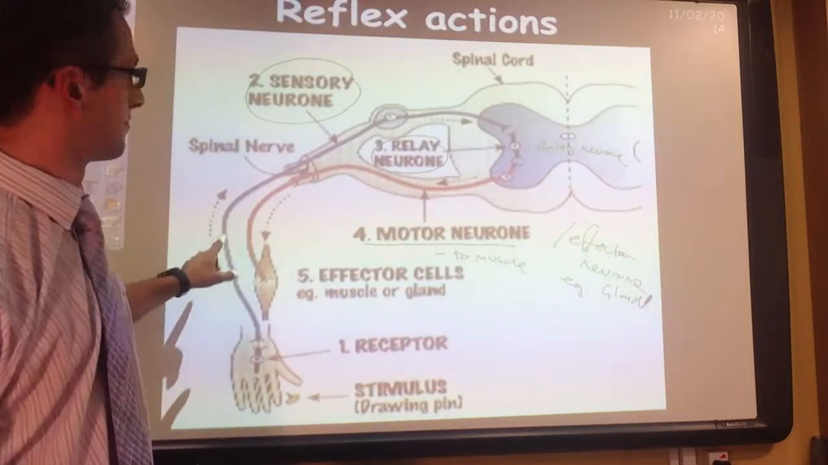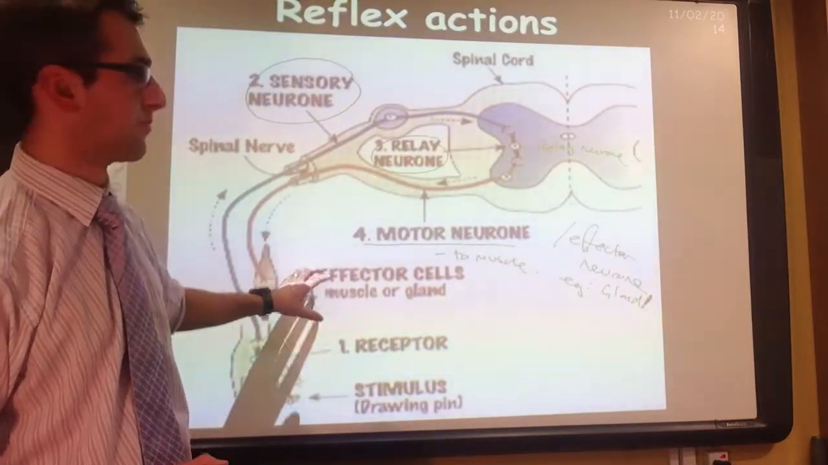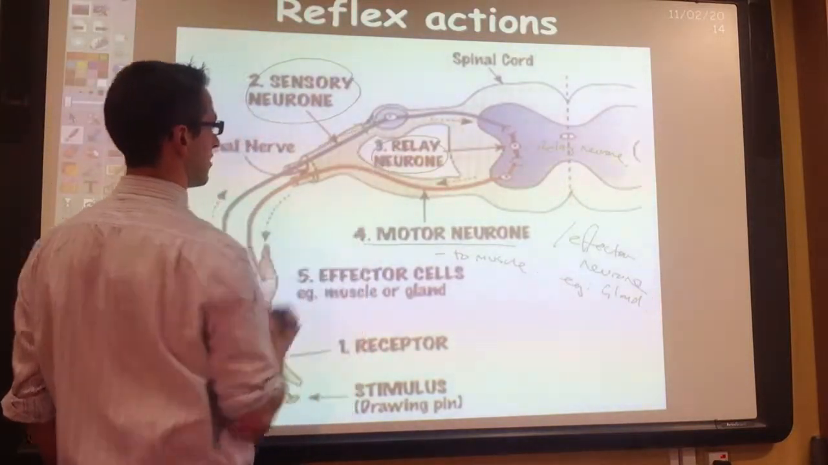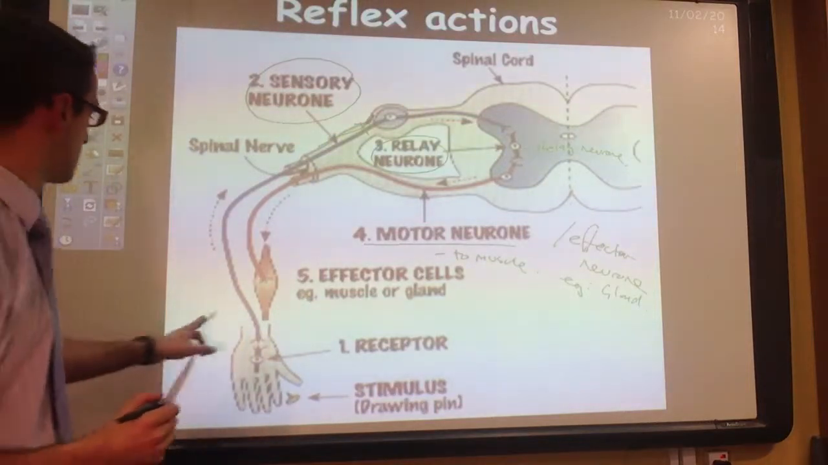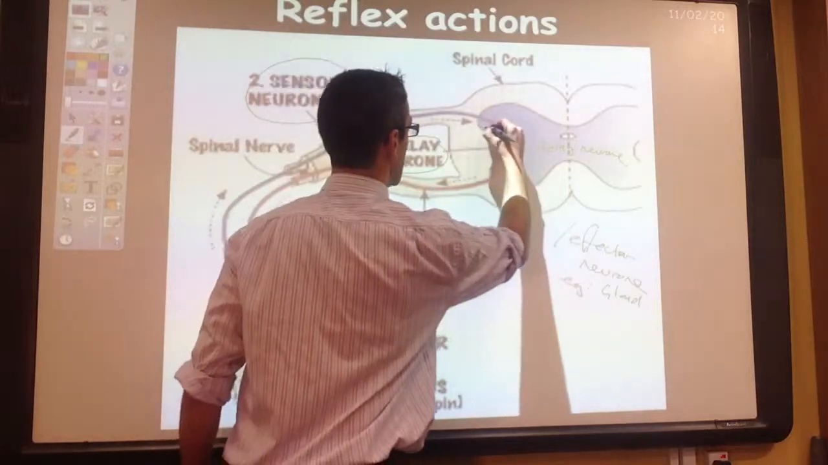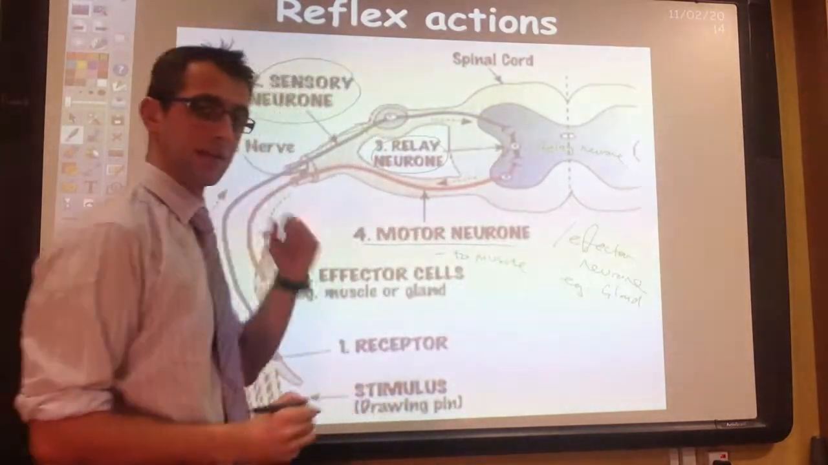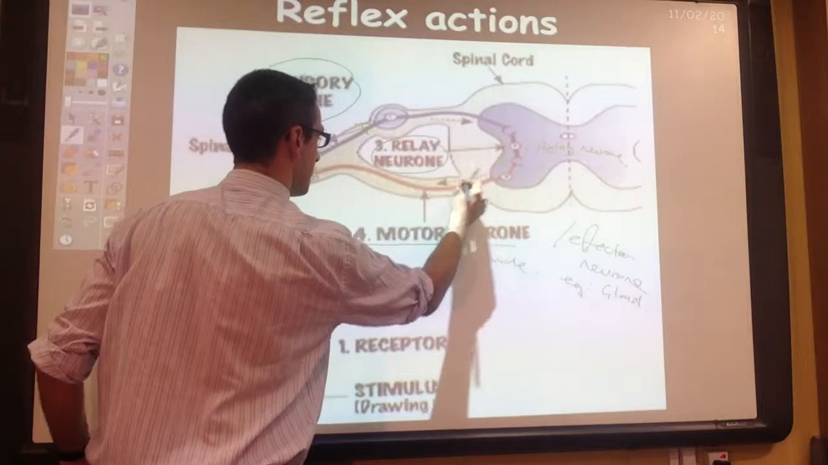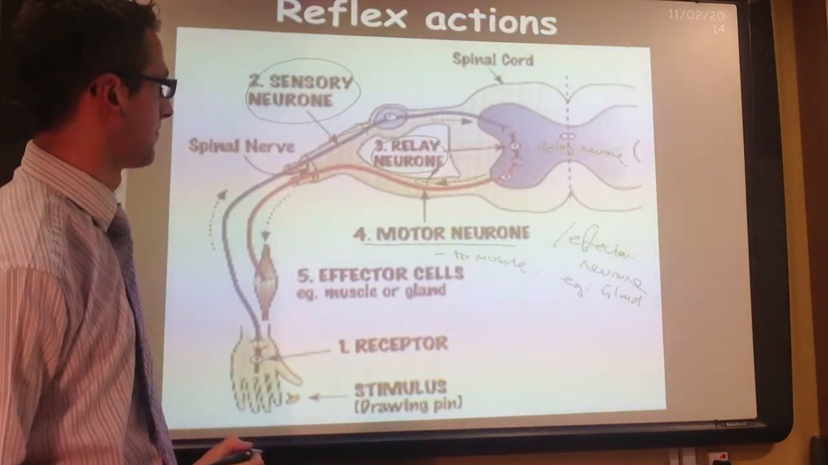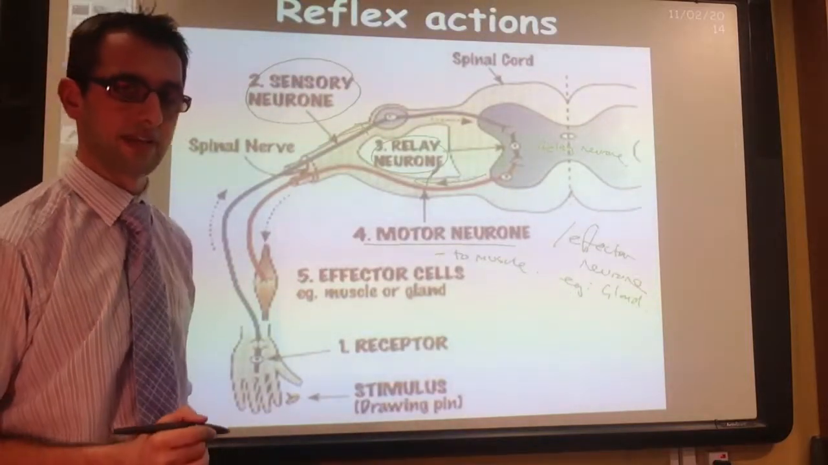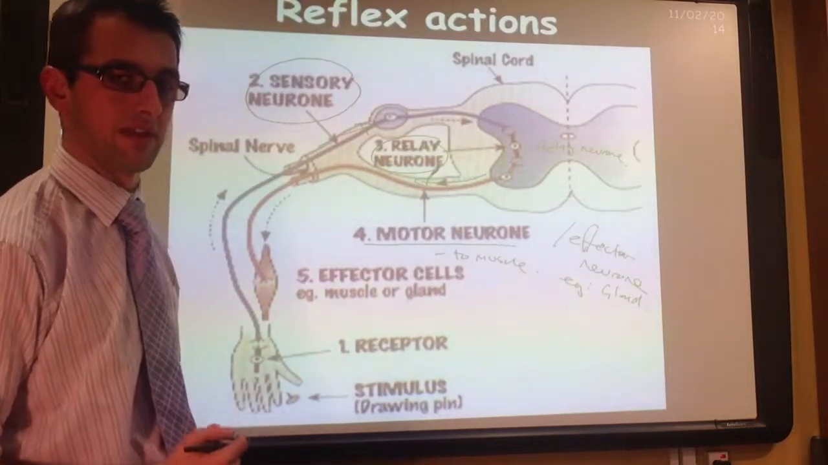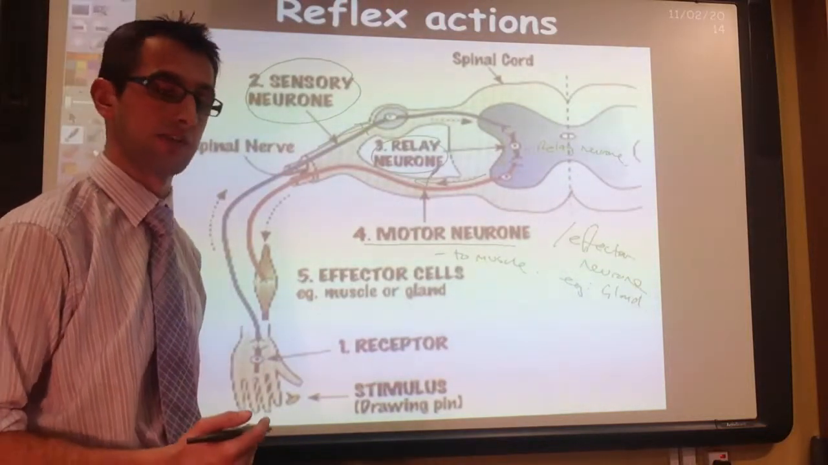You need to be able to label this diagram completely. You need to be able to put on the direction through which the impulse travels up the sensory neuron into the central nervous system, round the relay neuron, and then back down the motor or effector neuron onto the muscle. That is your reflex arc for unconscious reactions that you don't need to think about and are therefore usually protective for the body.